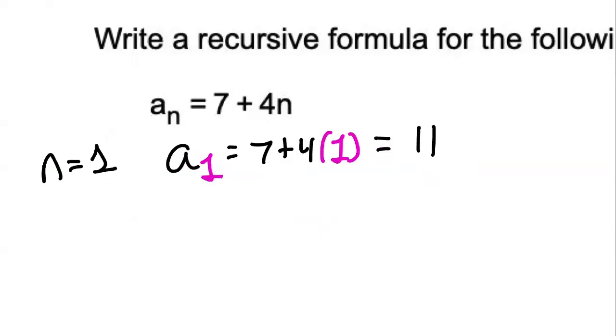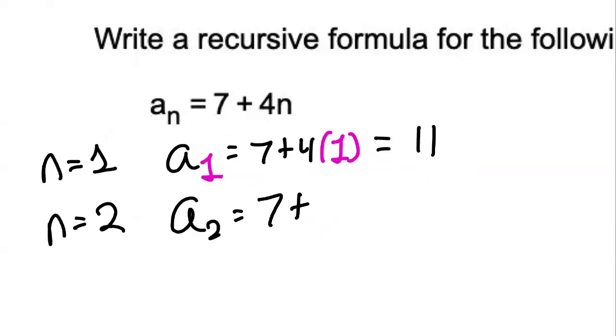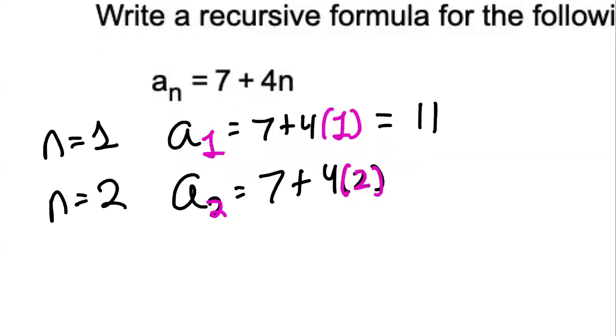If I want to find the second term, what do you think I'd have to do to n? Yes, Nate. Change n to a different number. What number? 2, right? Because I want to find the second number in the pattern. So a sub 2 equals 7 plus 4 times 2, my apologies. So n equals 2, and I plug in 2 for n. So 7 plus 4 times 2 is what? 15.